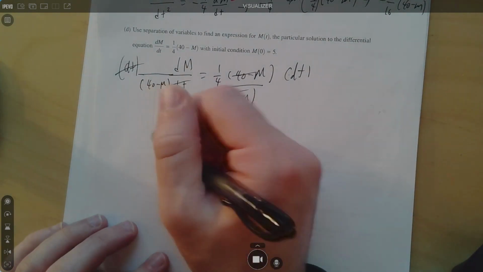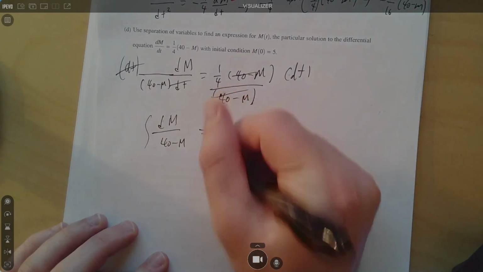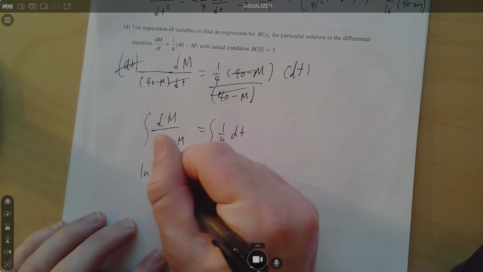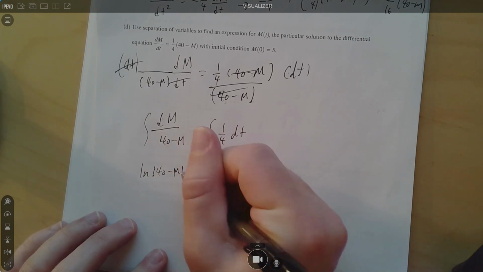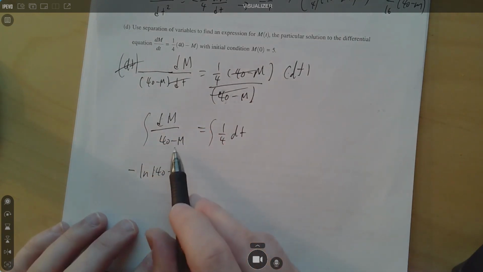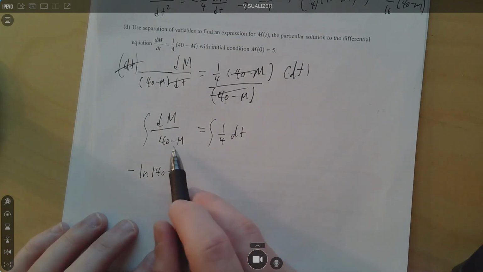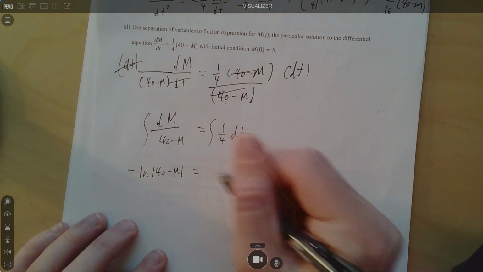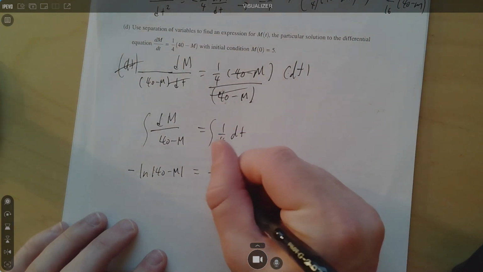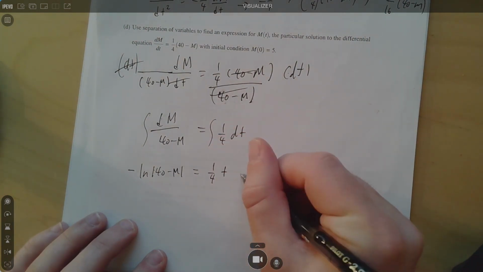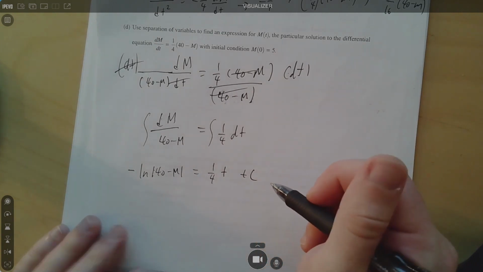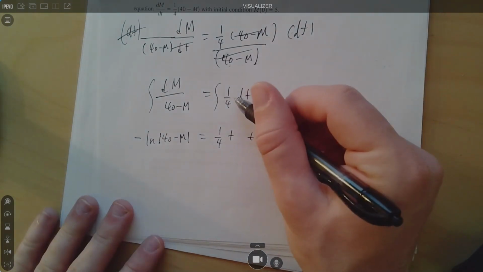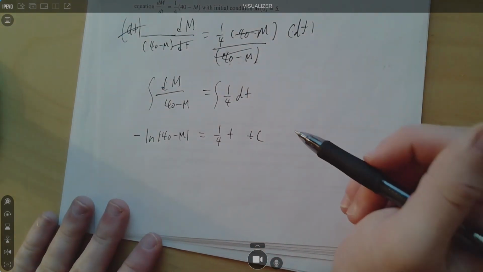We're going to anti-differentiate. This is going to be ln of 40 minus m, but it's going to have to be negative because it's got a negative m on the inside, so you have to undo that with the negative up front. And this will just be 1 over 4 t plus c. So that's the point there. Again, if there's no t over here, it's just like a constant. That's how it becomes t.